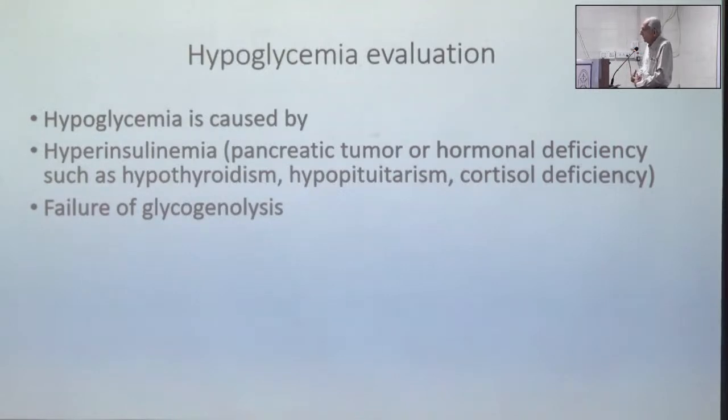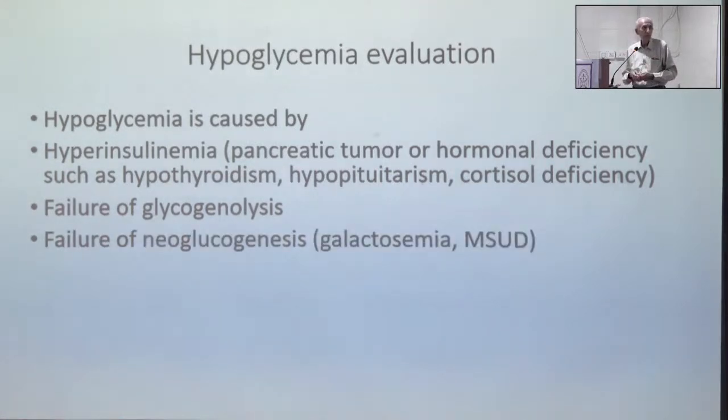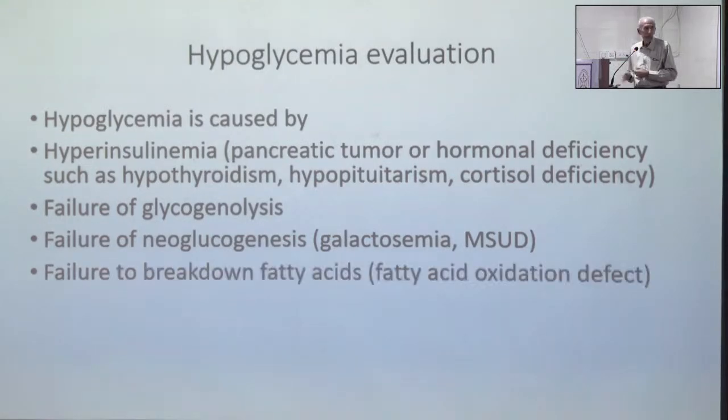I have glycogen, but it's not getting into glucose. So you have glycogen storage disorders of all kinds. Then you have a failure of neoglucogenesis. New glucose is not getting formed, as happens in galactosemia or an MSUD. And finally, you cannot break down fatty acids. Therefore, fatty acid oxidation defect. You can fit any hypoglycemia in these groups, be it at any age.